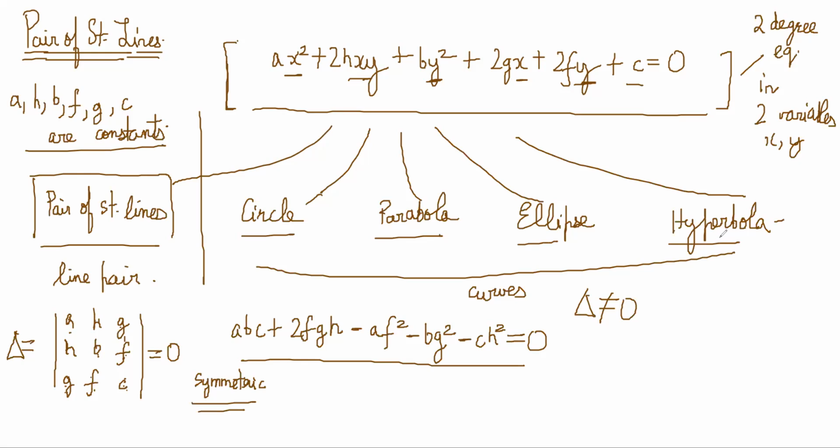Obviously, when we go to the next few chapters after pair of straight lines, we will know more details of when it is a circle, when it is a hyperbola, when it is a parabola. In all those cases, del is not equal to 0. For example, for a circle, A should be equal to B and H should be equal to 0. In a parabola, H square should be equal to AB. In an ellipse, H square minus AB is less than 0. And in a hyperbola, H square minus AB is greater than 0.